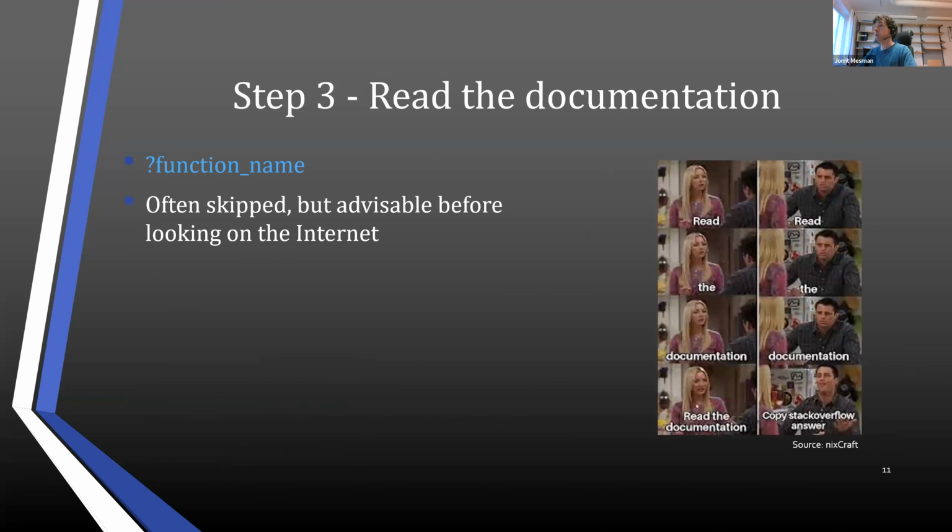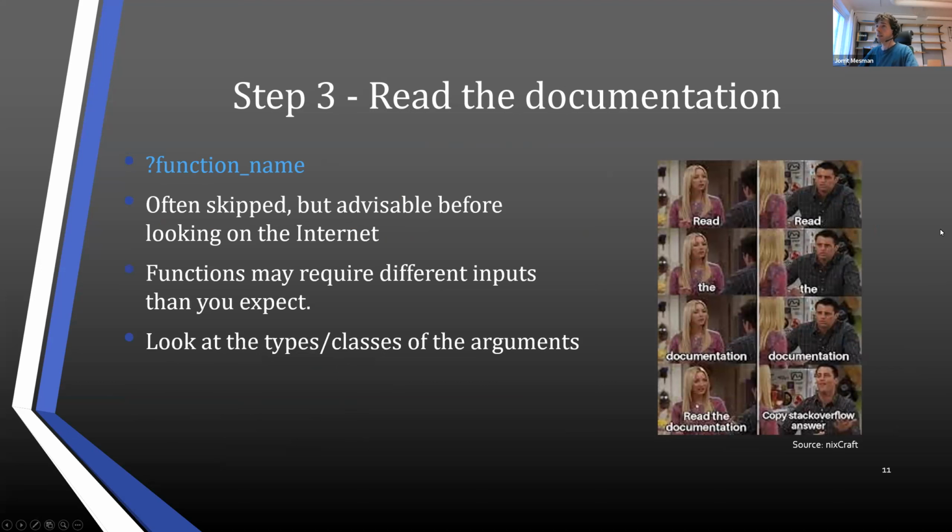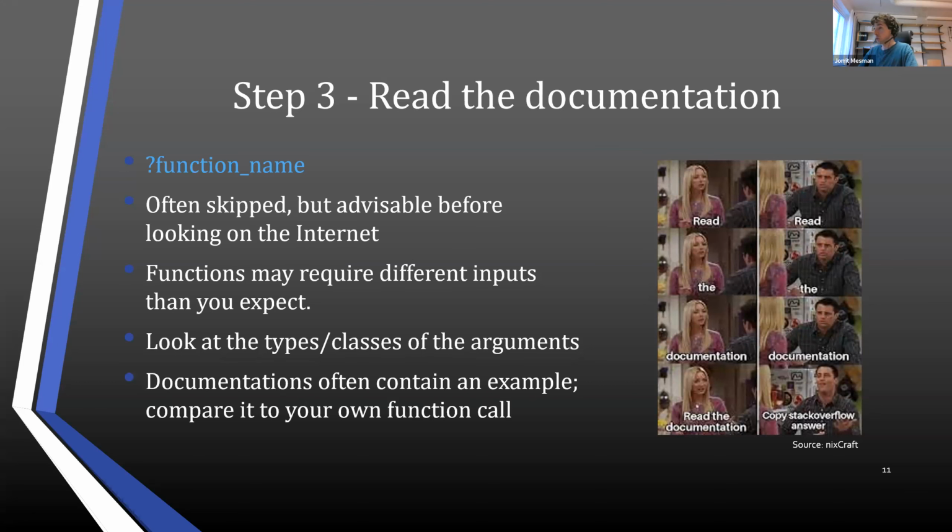Step 3, you should, I think, read the documentation, which is often skipped, but I would always do it before looking on the internet. You can do that by typing a question mark and then the function name. Functions may require slightly different inputs, different arguments than you expect. Especially, I think you can look at the types or classes of the arguments. Maybe your function needs a vector as an input, and you have a character. These are things you can usually find well in documentation, although some functions have better documentation than others, of course. And they often also contain an example.